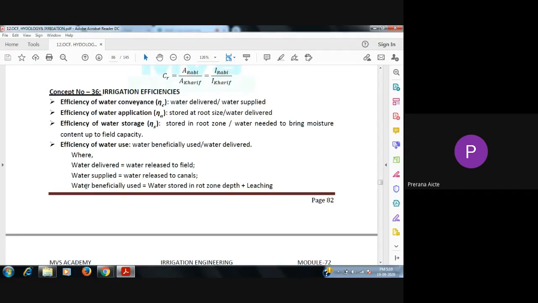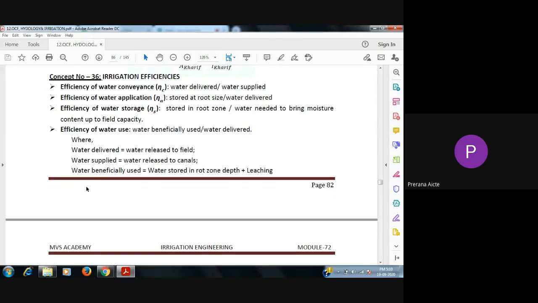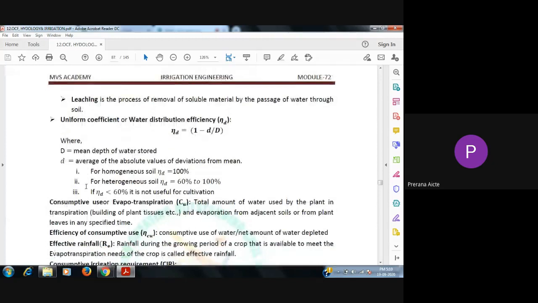What is water delivered? It means water released to the field. Water supplied means water released to the canals, at the point of the canal. Water delivered means water released directly to the field only. Beneficial usage means water stored in the root zone plus leaching. Leaching is the process of removal of soluble material by the passage of water through soil.